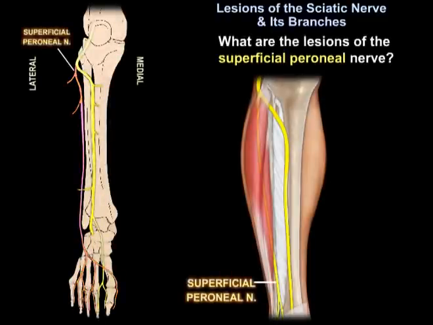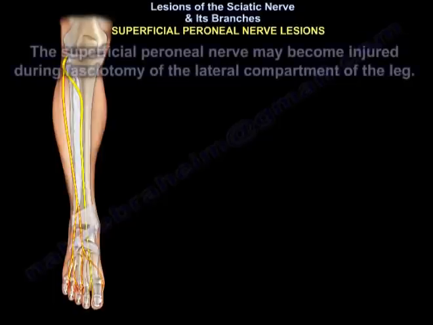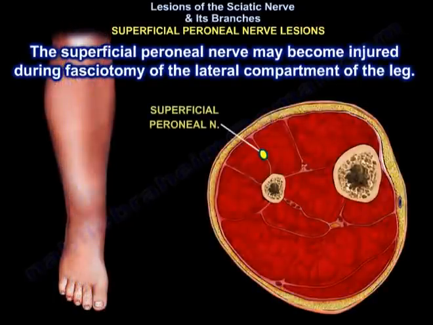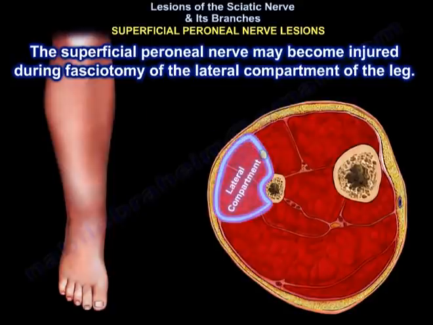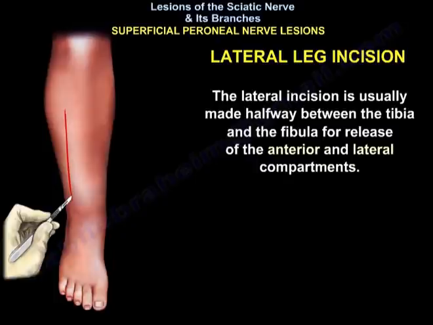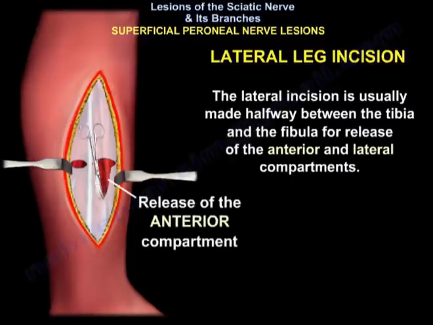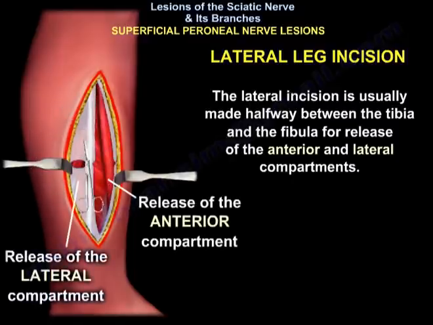What are the lesions of the superficial peroneal nerve? The superficial peroneal nerve may become injured during fasciotomy of the lateral compartment of the leg. The lateral incision is usually made halfway between the tibia and the fibula for release of the anterior and lateral compartments. Here you can see we released the anterior compartment, and then after that we released the lateral compartment.